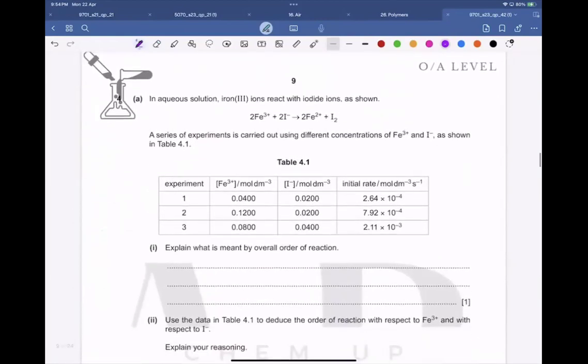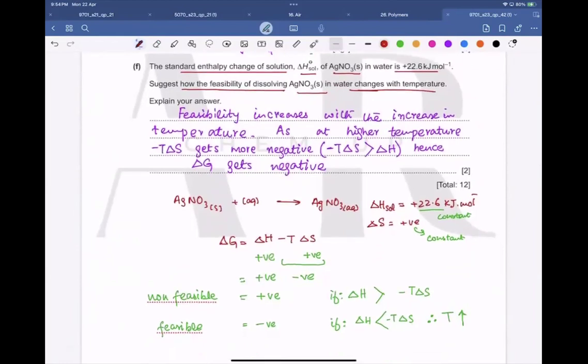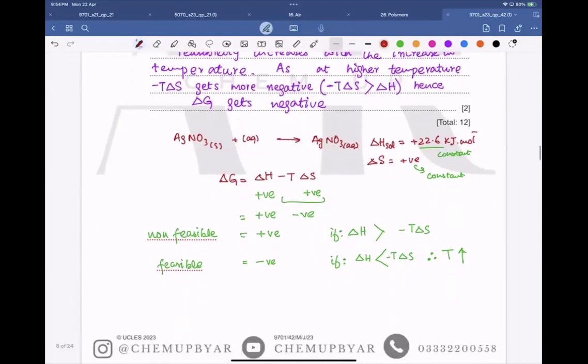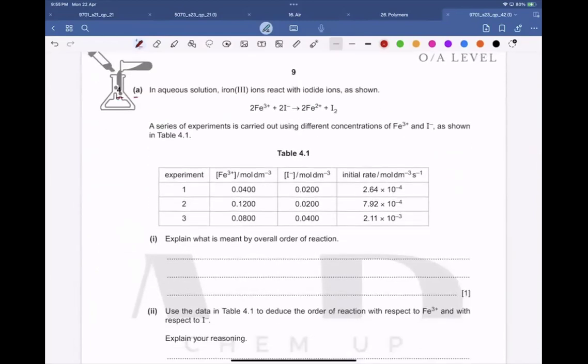Now, yes, I hope it's clear to all of you. Now, question number 4A. In an aqueous solution, iron 3 positive ions react with iodide ions. A series of experiments is carried out using different concentrations of iron 3 positive ions and iodide ions as shown. Explain what is meant by the overall order of a reaction.